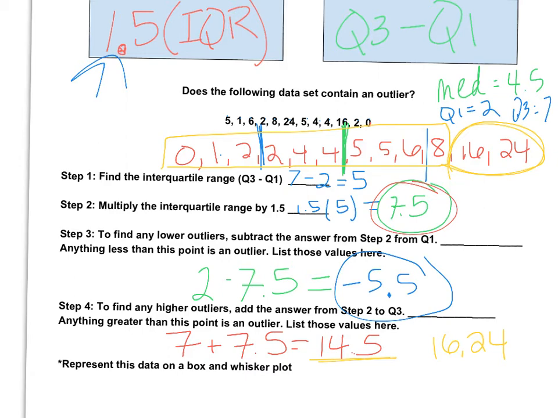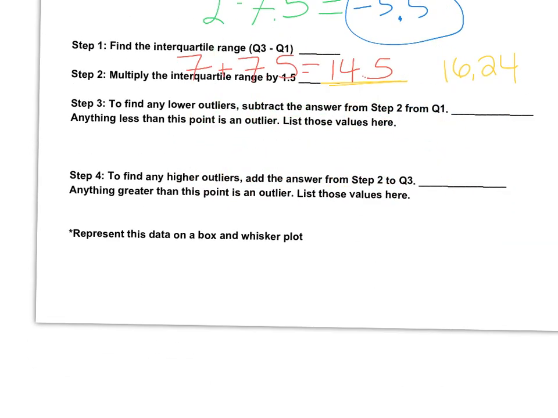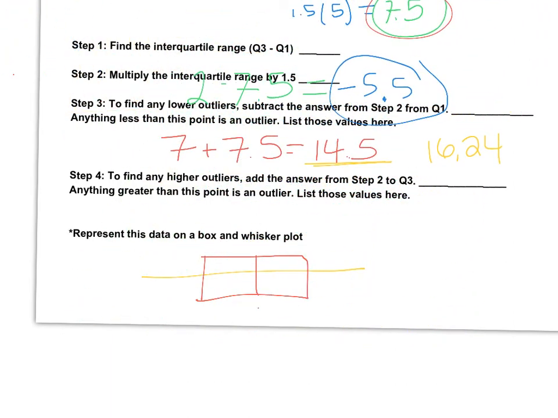So to represent this on a box and whisker plot, I'm going to move this stuff out of the way so I can show you down here. To represent this on a box and whisker plot, all you do is create the box exactly the same. So we have a box, right? And our median, what was our median? Our median was 4.5. So this number is 4.5. And our quartile 1 was 2. And our quartile 3 was 7.